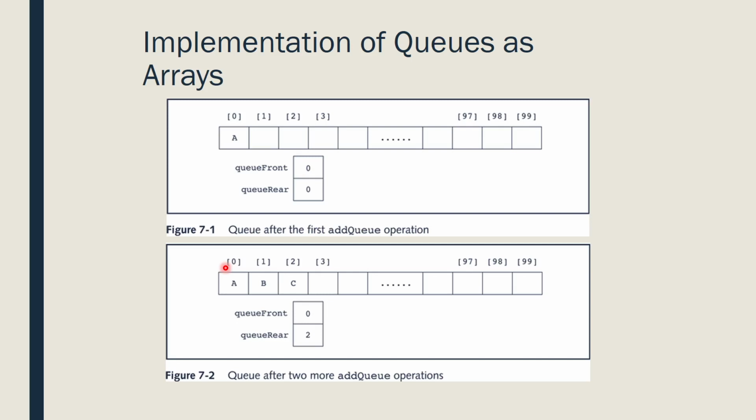The first element of the list is A and its location is at index 0. And the queue rear is 2 since the last element is located at index 2.